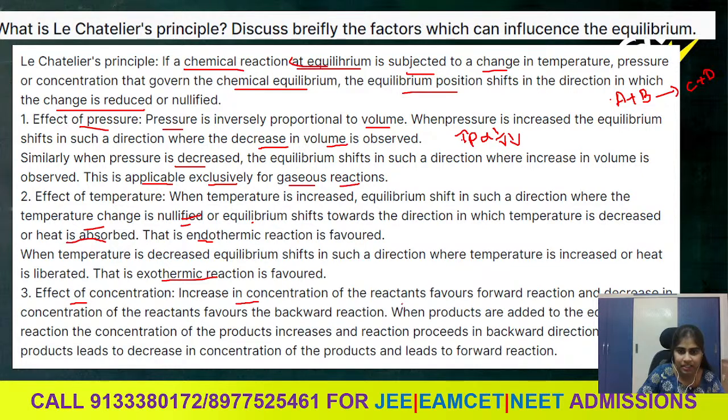Increase in the concentration of the reactants favors the forward reaction. It means if the concentration of A plus B is increased, the reaction will complete fast, and a decrease in the concentration of the reactants favors the backward reaction. So if C plus D concentration increases, this favors the original reactants. See, when the products are added at equilibrium, the concentration of the products increases and the reaction proceeds in the backward direction. That is what we have said.